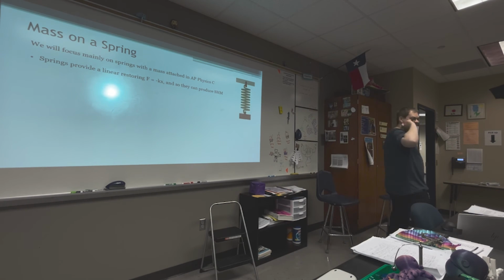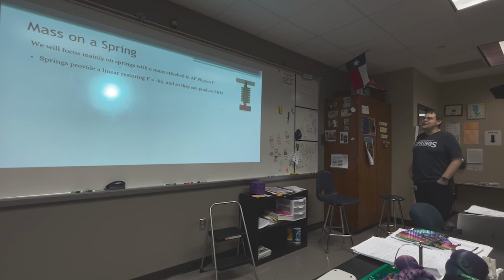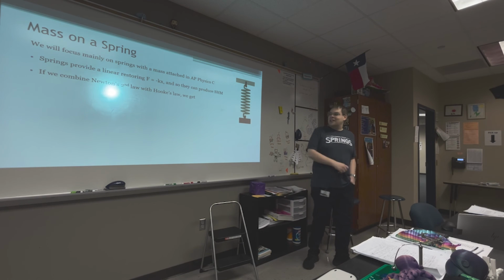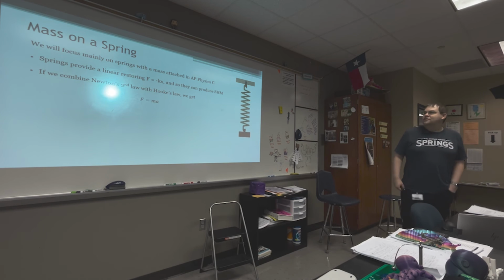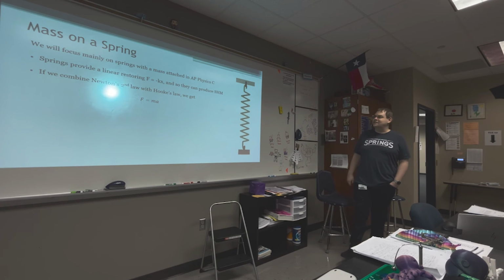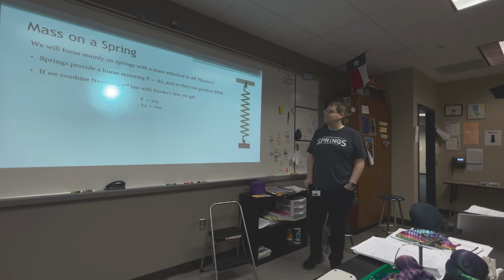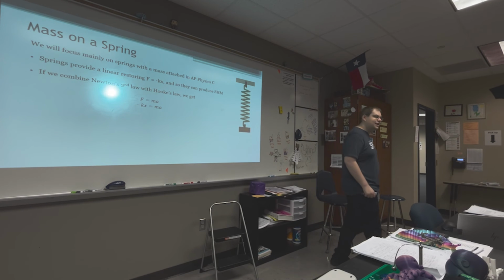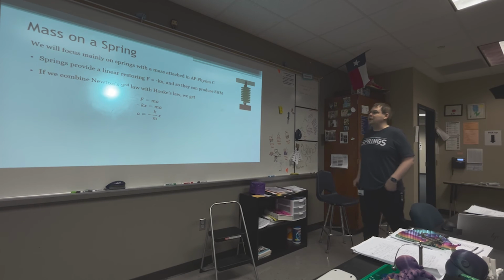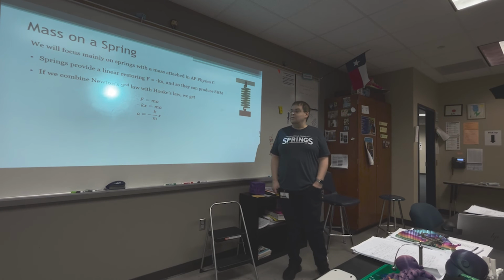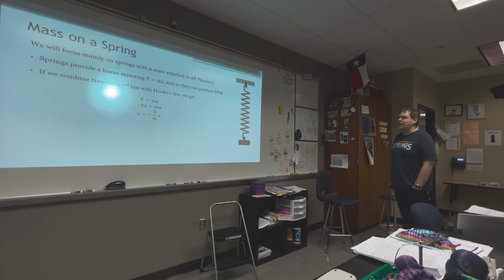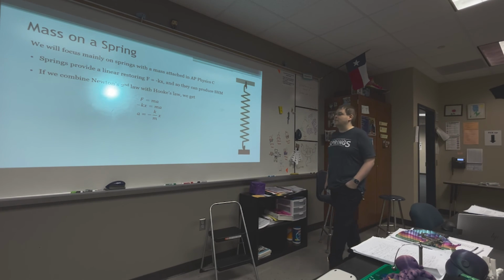So, with springs, guys, remember, the spring force equation is equal to kx. So it can produce simple harmonic motion. We combine Newton's second law with Hooke's law. So we know second law is F equals ma. Hooke's law is kx, so we can plug that in there. We know it's a restoring force, so that's why I have a negative there. But then if we're going to solve for the acceleration, we divide both sides by mass, and we get an acceleration equation. We get negative kx over the mass.